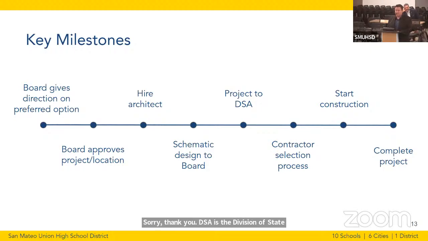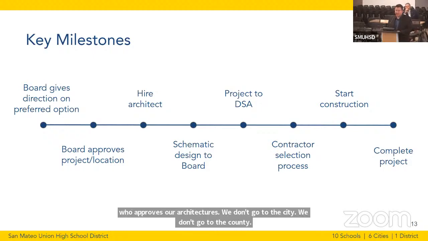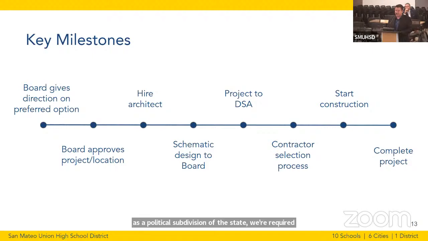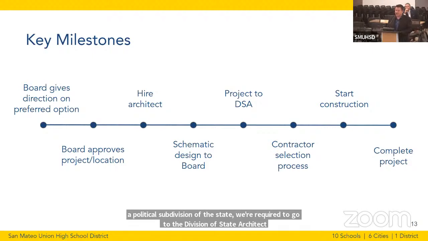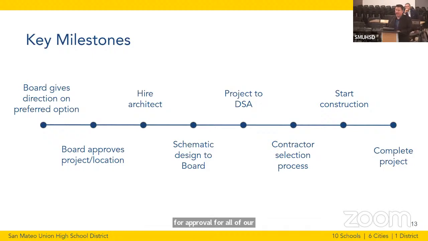That's who approves our architecturals. We don't go to the city. We don't go to the county. As a political subdivision of the state, we're required to go to the Division of State Architect for approval for all of our major projects. And then if all goes well, we would start construction, complete the project, and then most importantly, our students and educators would move in.